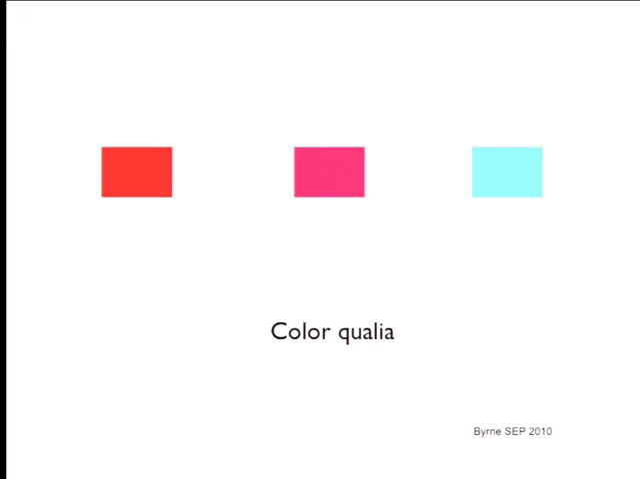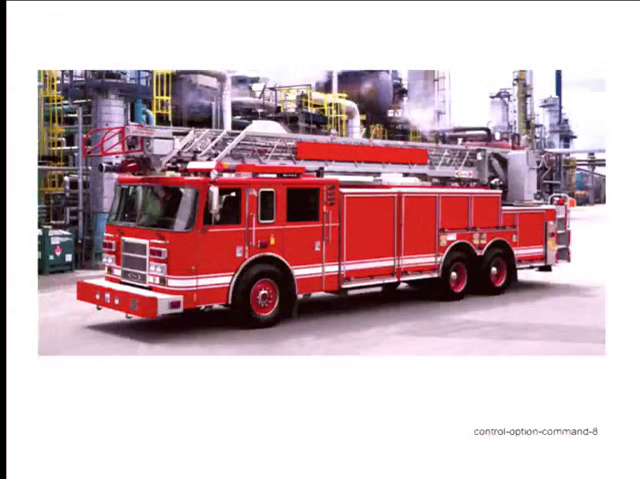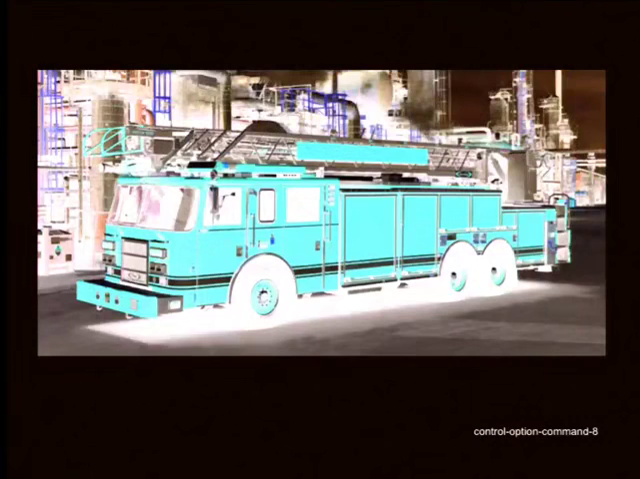Okay, here's a possibility. Suppose you woke up one morning and you found that all the colors of all the objects around you were different. So the sky's a different color to the way it used to be. The sky seems red. The fire trucks seem blue. There's been a systematic change in the color of everything. But although you're very upset and bewildered, it looks like. So that's the way it looks before you go to sleep, and then that's the way it looks afterwards.